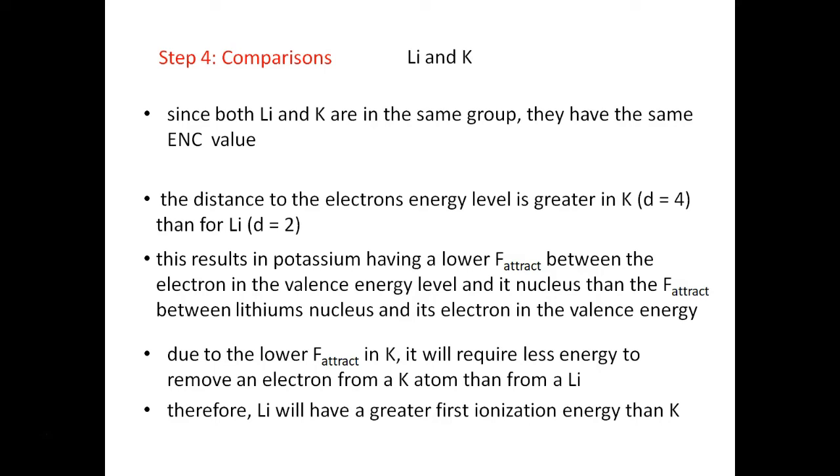The difference between them is the distance between the nucleus and their valence electrons. Potassium being in period 4 will give a distance value of 4, and lithium being in period 2 will give a distance value of 2. Since the force of attraction is inversely related to the distance squared, and potassium has a greater distance, it'll have a lower attraction than lithium. And with lithium's lower distance, it'll have a higher force of attraction. So since there's a lower force of attraction to potassium's valence electrons, less energy is required to take the electron from potassium than lithium. Therefore, lithium will have a greater first ionization energy.